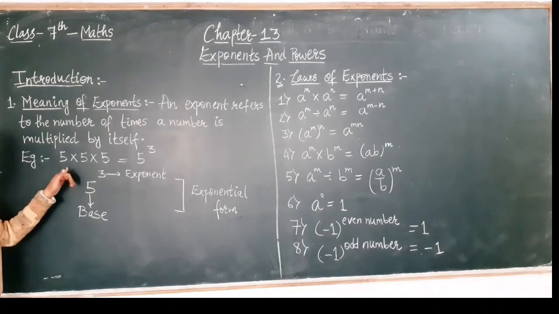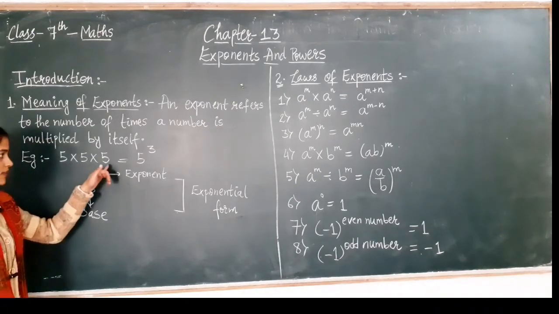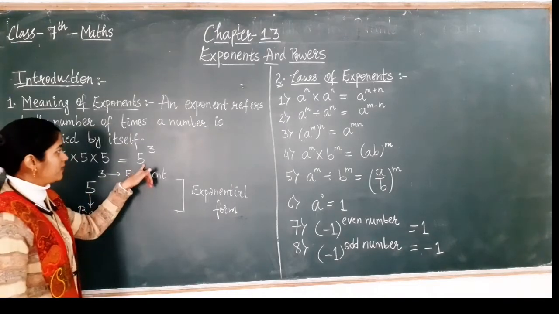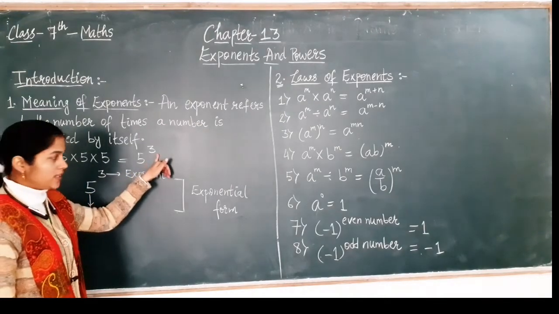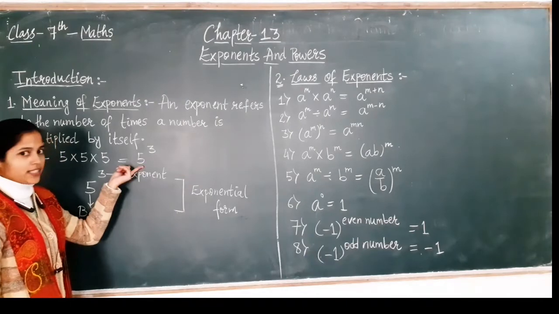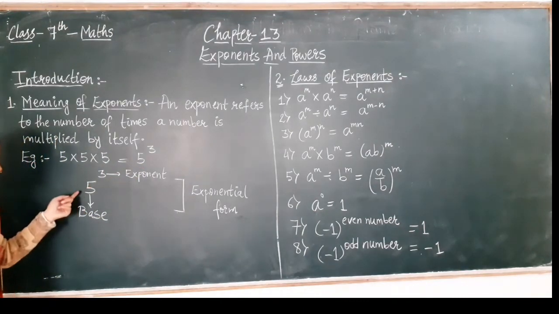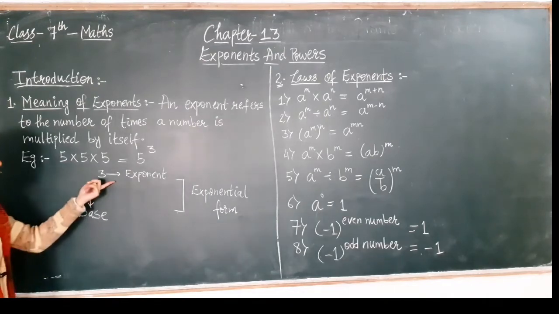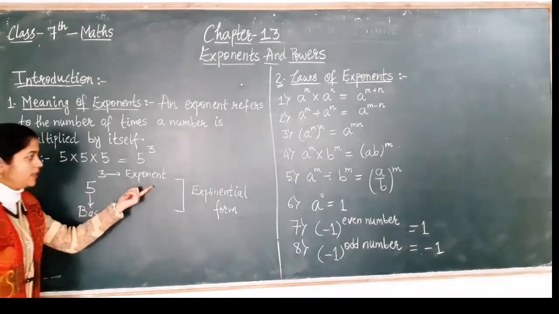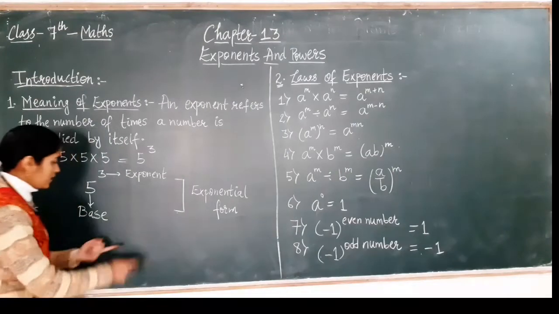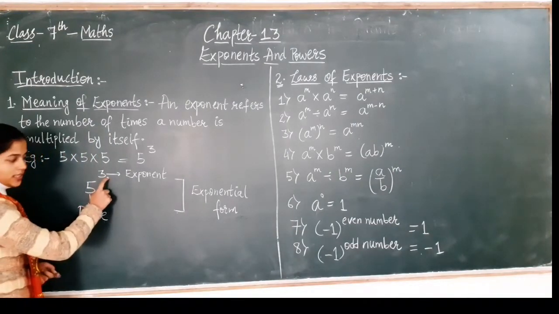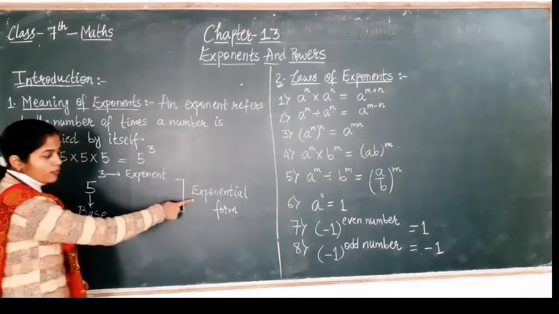The example is, if you multiply 5 three times, then we can say that it is 5 raised to 3. So this is our exponential form. In this 5 raised to 3, 5 is the base and 3 is the exponent. So this 5 raised to 3 is known as the exponential form.